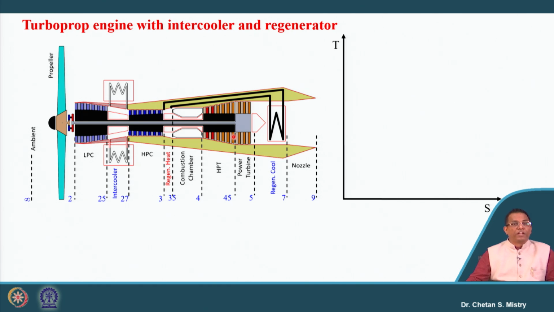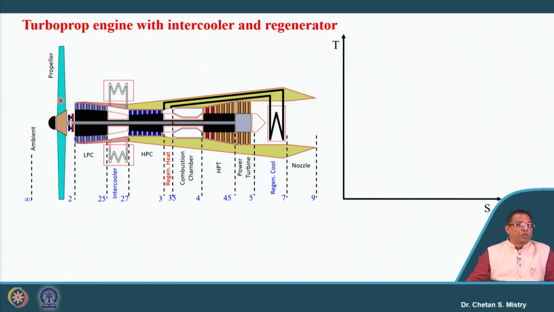So this configuration is of a different type. If we look carefully, what is the configuration here? Say we are having our HP turbine. This HP turbine is connected with the HP compressor, as well as, if we look carefully, this LP compressor is also connected on the same shaft. Okay. Now if we look carefully, this power turbine is connected only with this propeller.